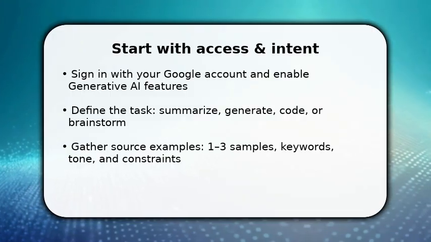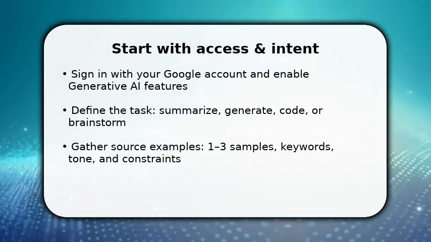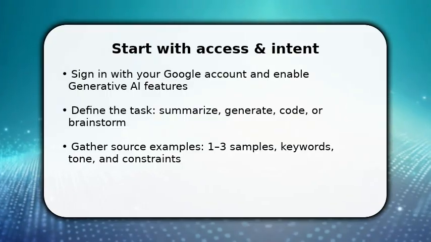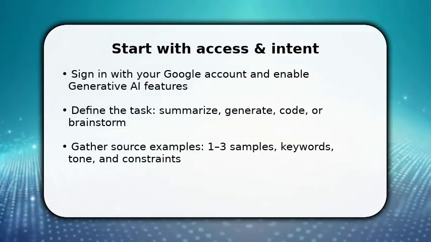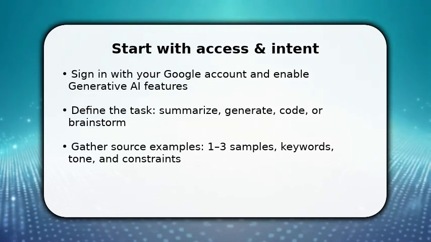This primes the model. Now send a concise first prompt that includes the task, audience, length, and any forbidden items, so you start producing useful output immediately.